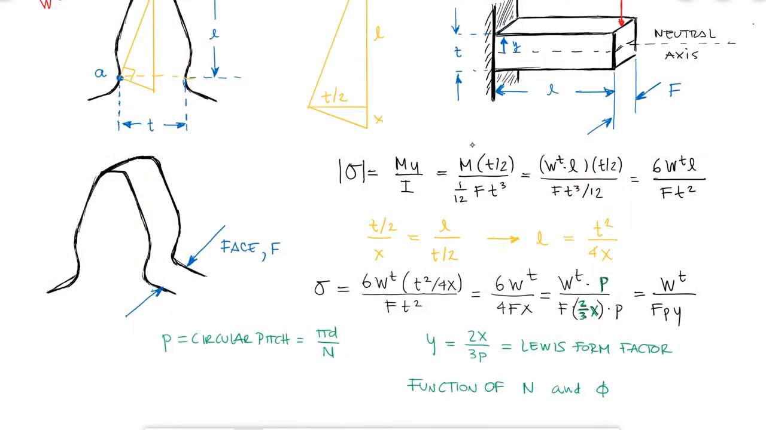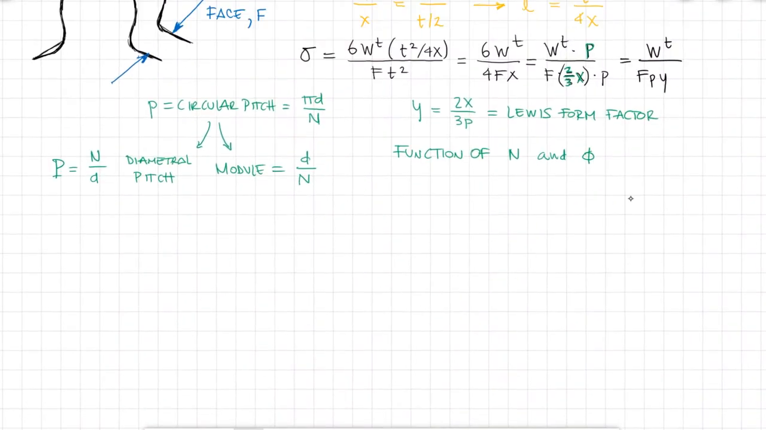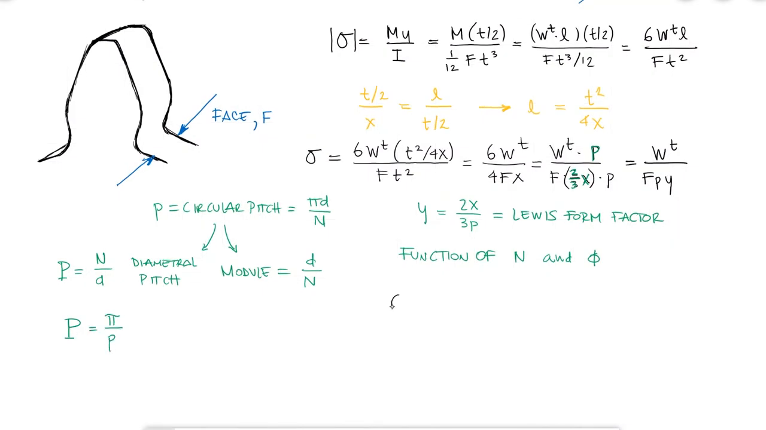Although it was initially written in terms of the circular pitch, just like I mentioned in the first gears video, link below, at some point, we transitioned from the circular pitch, which makes sense as a real pitch, to diametral pitch or module, depending on the units we're using. For this reason, and if you remember what the differences between these are, we can use diametral pitch instead of the circular pitch, which is pi over circular pitch, and write the stress equation using capital P.